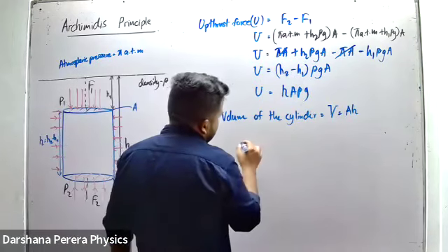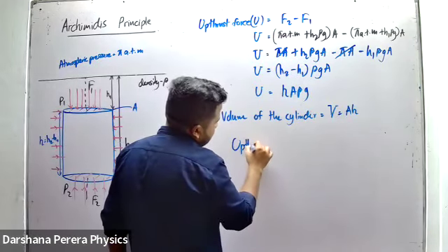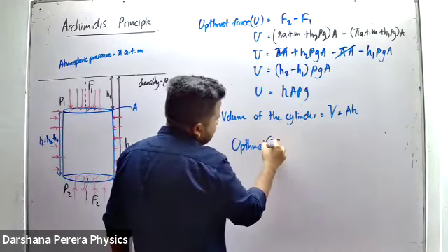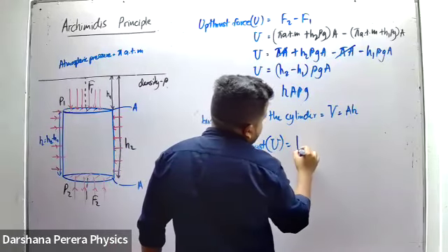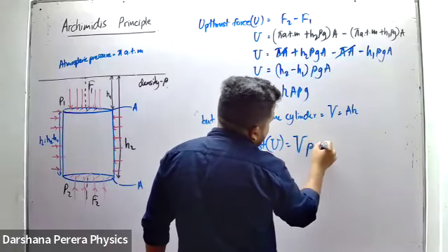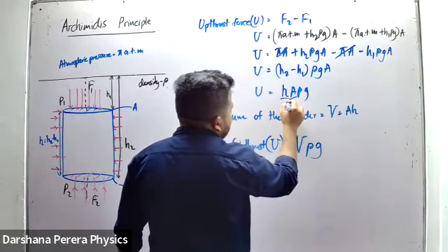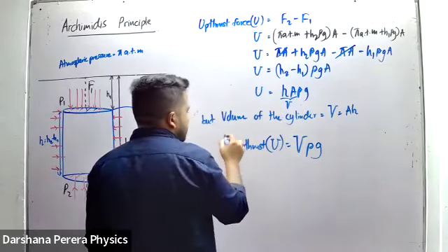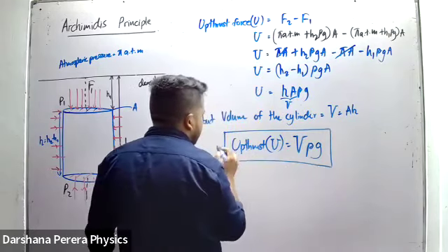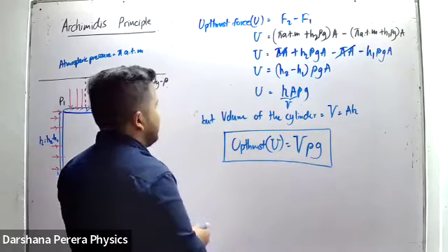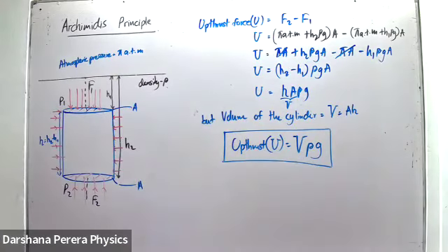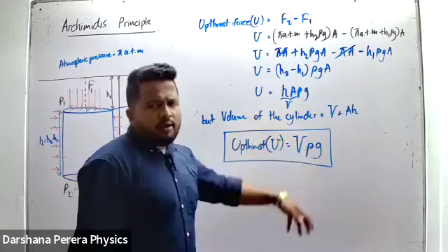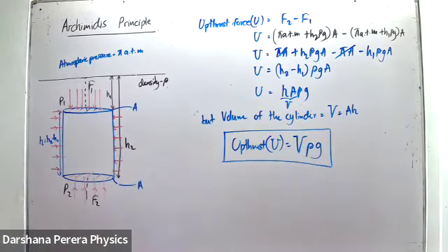So therefore, upthrust U equals what? V rho g. This is capital V. So V rho g. This we somehow discussed. We obtained this equation, right? Because of that, you have to practice one or two times. You get familiar with this one.